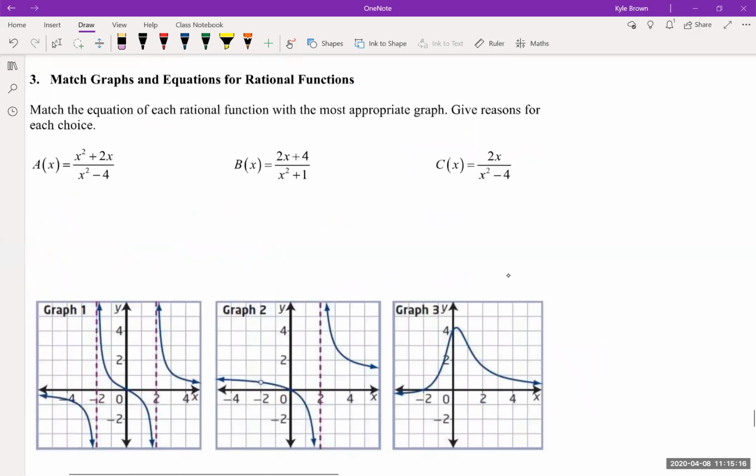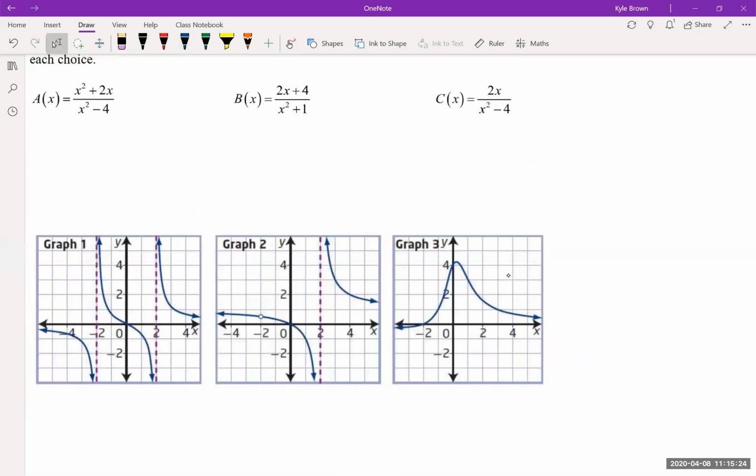So now it says match the equation of each rational function with the most appropriate graph. Give reasons for the choice. All right. So looking at these graphs, I've got some vertical asymptotes. I've got a point of discontinuity right there. And then this one's kind of funny. I don't have anything, right? So let's just kind of see what we're dealing with up here. Let's actually factor each of these.